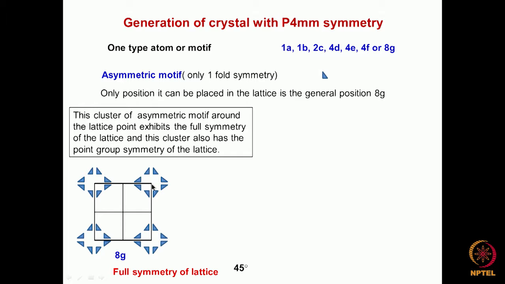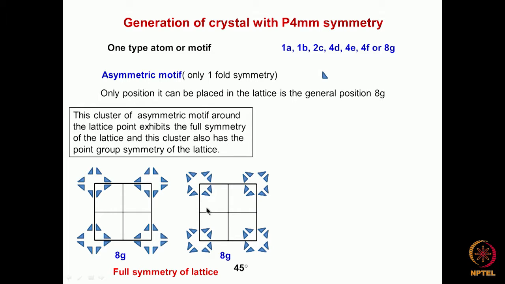What is the other position in which this could be kept, satisfying the full symmetry? Because here, if you look at it, the mirror planes are both along the axis, correct. There is another mirror plane which is along the diagonal. So that position also could be chosen. So these are the two positions in which the molecule can arrange itself around that specific lattice point, correct.